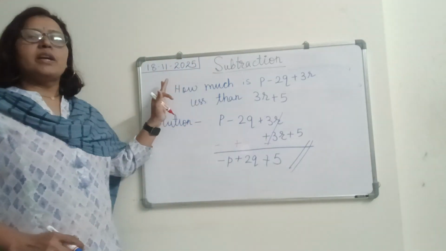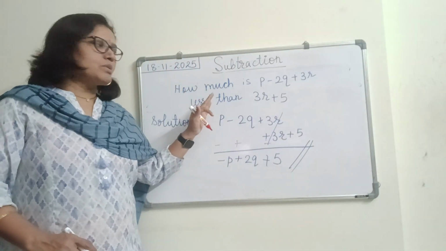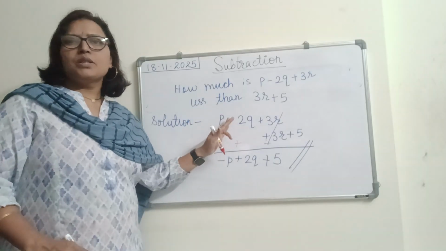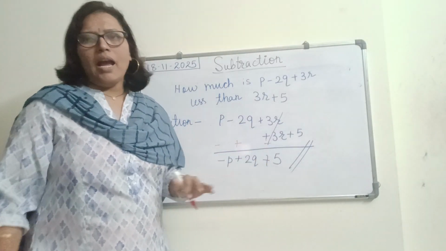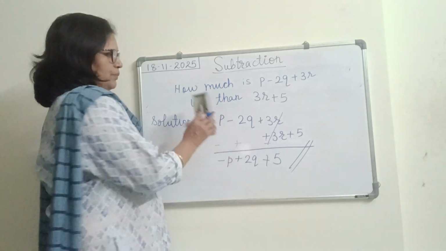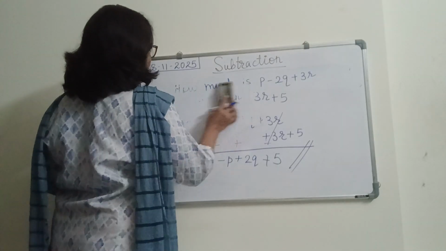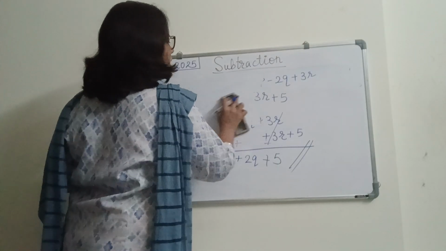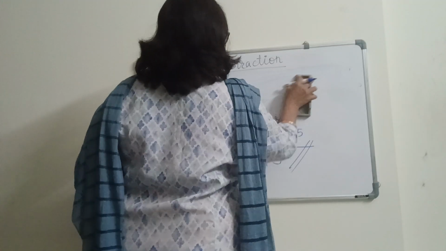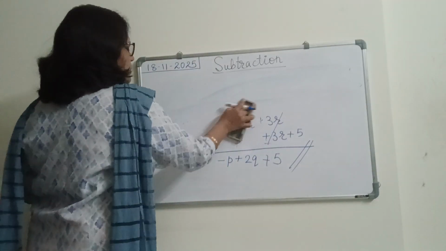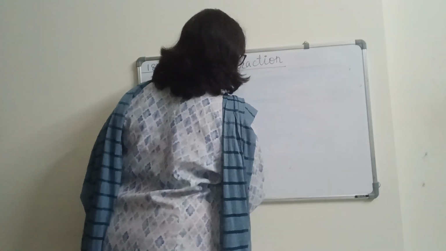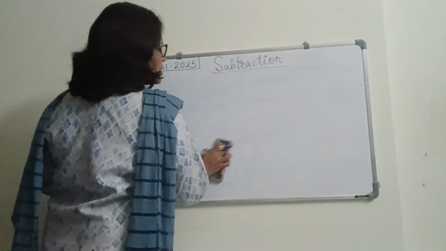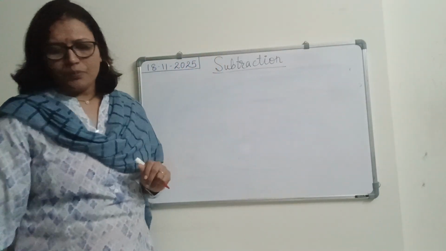So suppose if this type of question comes any time, you have to first arrange into the column format, and then you can change the sign, and then you can do the subtraction. This is one more type of sum we have done in the subtraction type. Also, sometimes only two terms are given, and they'll ask you to do the subtraction.